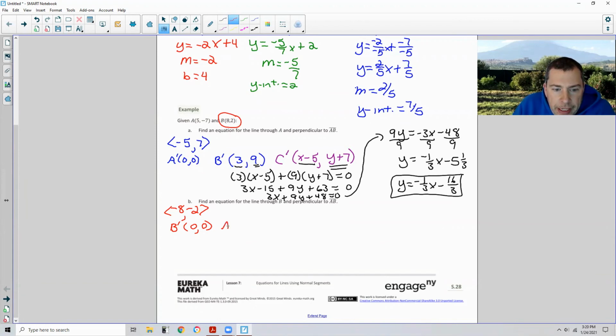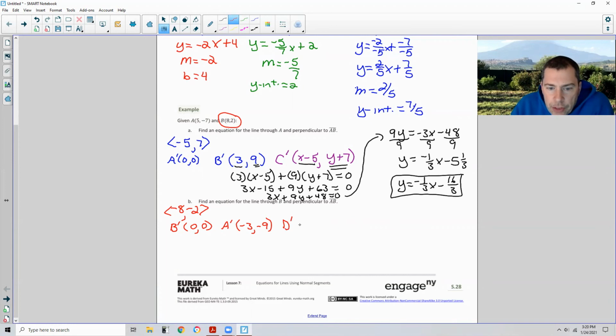Okay. Find an equation for the line through B perpendicular to AB. Well, now I need to find A prime with this translation. So A prime is going to end up being 5 minus 8, which is negative 3, and negative 7 minus 2, which is negative 9. So there's my A prime, negative 3, negative 9. Now we're working with B and A prime. So the segment that's perpendicular has to be equal to 0 when we multiply the x's and multiply the y's. So our point, let's call it D prime this time.